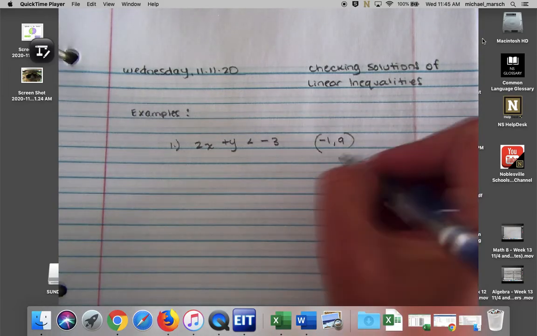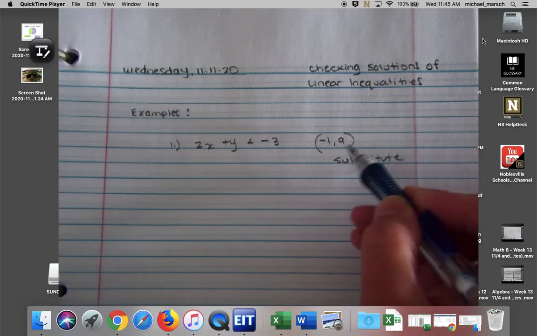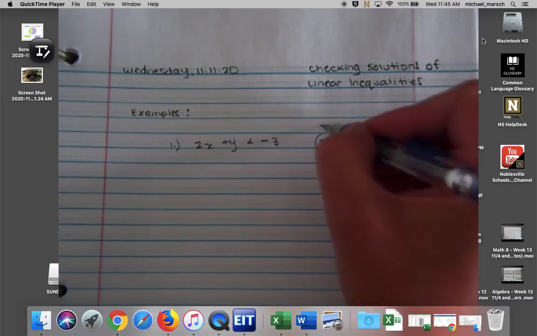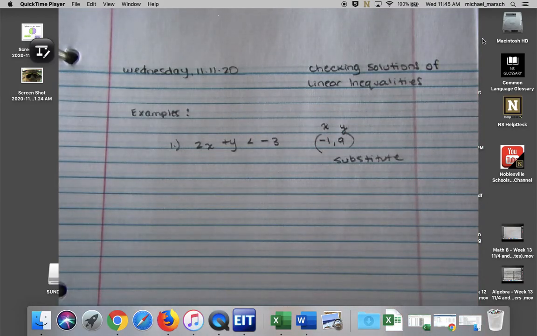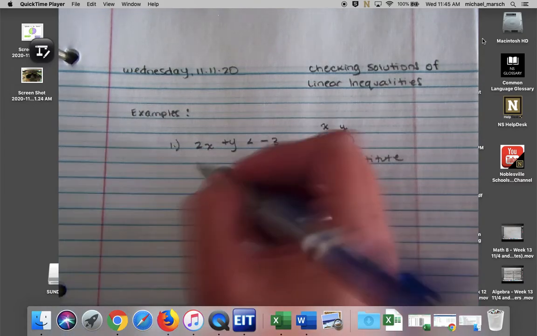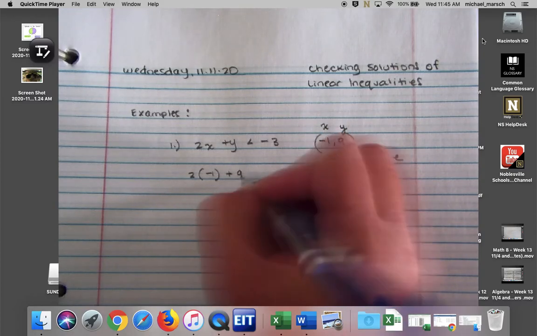So my shortcut is to substitute this ordered pair where the x is and where the y is in my linear inequality. And if it works, it's a solution. If it doesn't work, that means it would not be in that shaded area that I just learned how to do yesterday. All right, so I'm going to do 2 times -1 plus 9.